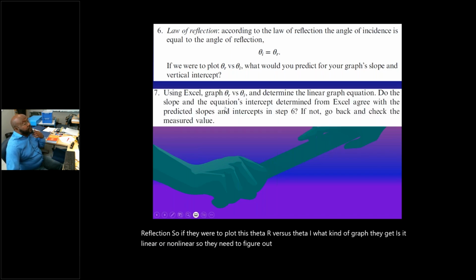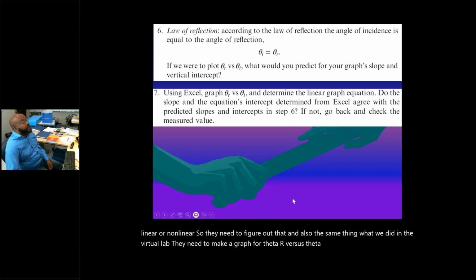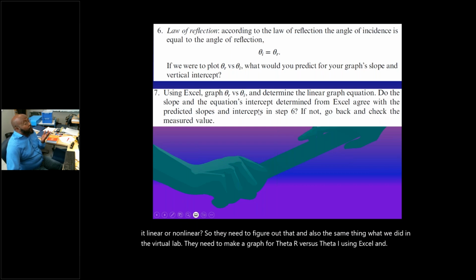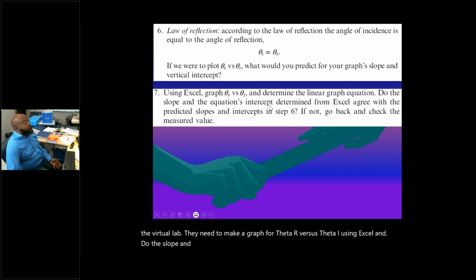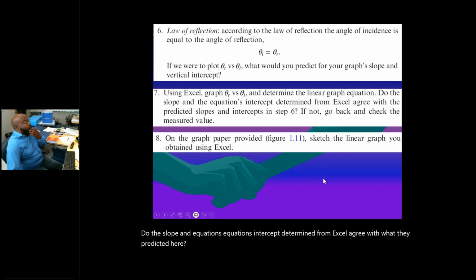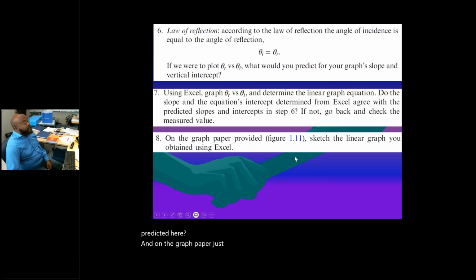And also, the same thing we did in the virtual lab, they need to make a graph for theta r versus theta i using Excel, and check whether the slope and the intercept of the equation determined from Excel agree with what they predicted here. And on the graph paper, just like they did in the virtual part, they make a sketch of the linear graph they obtained using Excel.